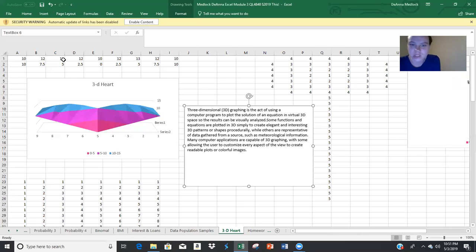Some functions in the equations are plotted in 3D simply to create elegant, interesting 3D patterns or shapes procedurally, while others are representative of data gathered from a source, such as meteorologist information. They use 3D graphing. Many computer applications are capable of 3D graphing, with some allowing the user to customize every aspect of view or create readable plots or colorful images.